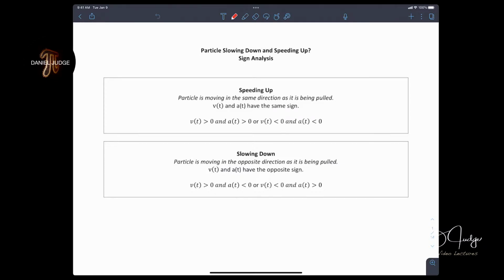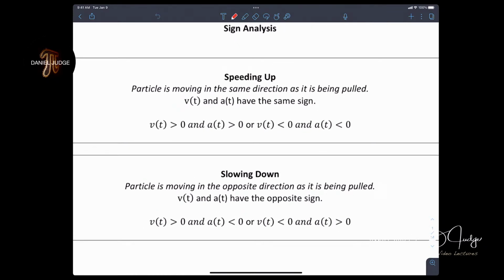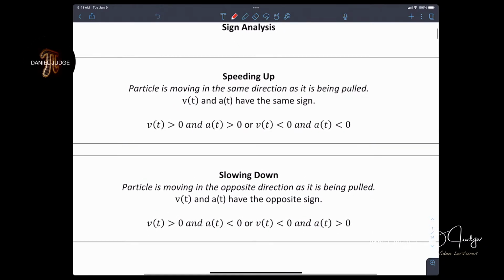Okay, we're going to talk about a particle slowing down and speeding up, and we're going to use a tool called sign analysis. Now, remember what it meant to speed up. Speeding up is when a particle is moving in the same direction as it's being pulled.